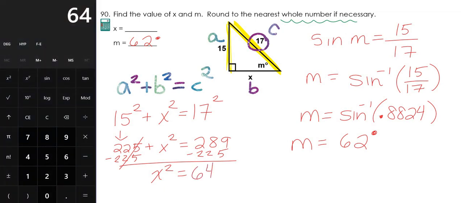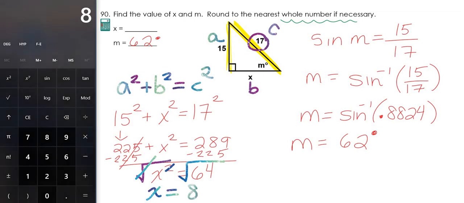Now you don't want x squared, you just want x. You just want the length of the side, not the side squared. So to get rid of the square, you're going to square root both sides. So the square and the square root cancel. Now you're left with x equals, the square root of 64 is exactly 8. It's a perfect square. 8. So 8 is the last side length.